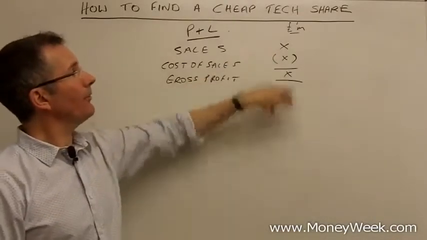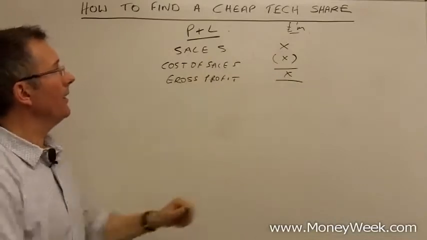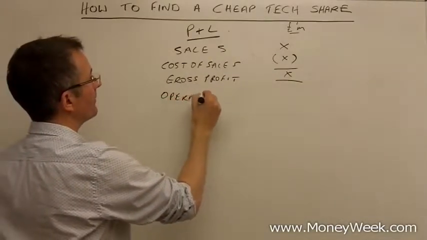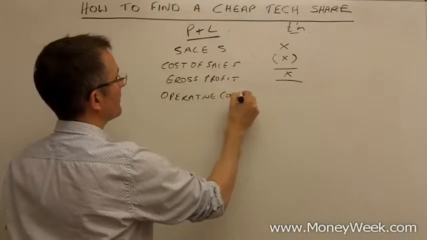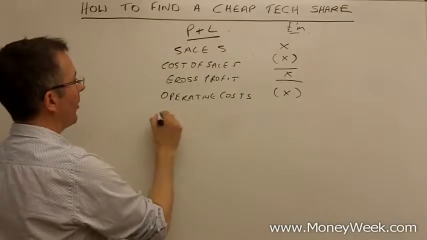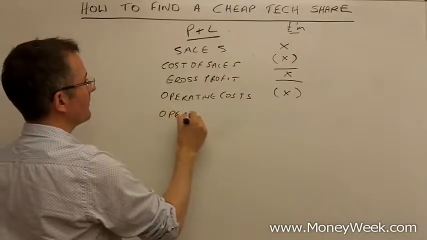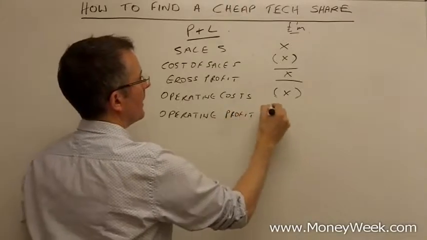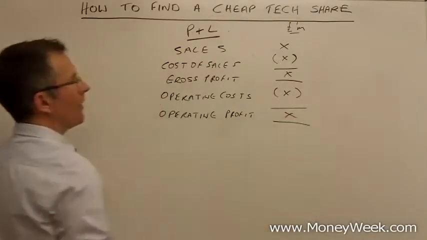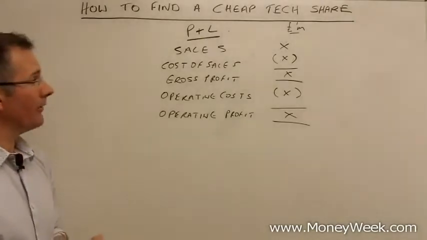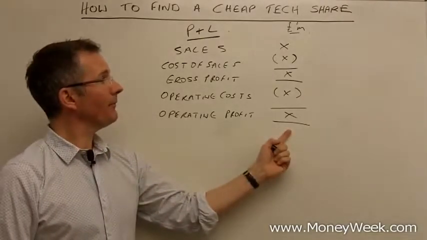Then, in this statement of what a company's made in 1 year, you knock off what are normally called operating costs. And that gets you down to an operating profit. Operating costs, broadly speaking, overheads, sales, distribution, administration costs. So now you've got to an operating profit for the business.